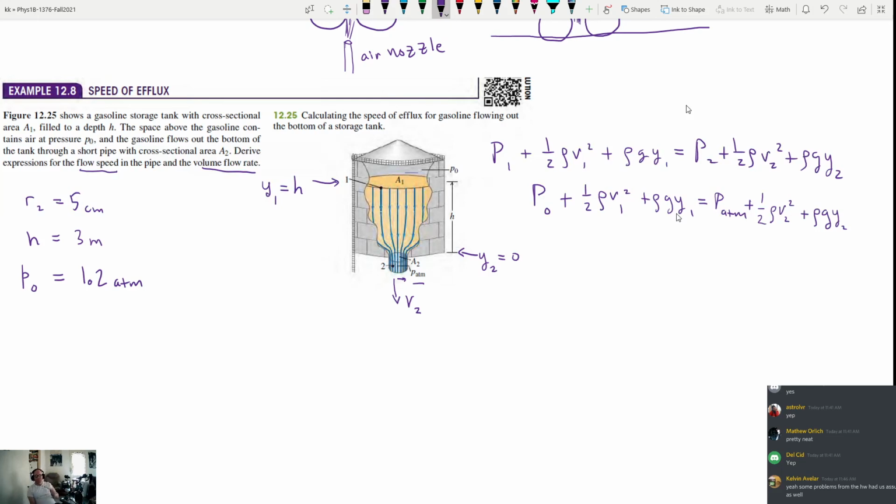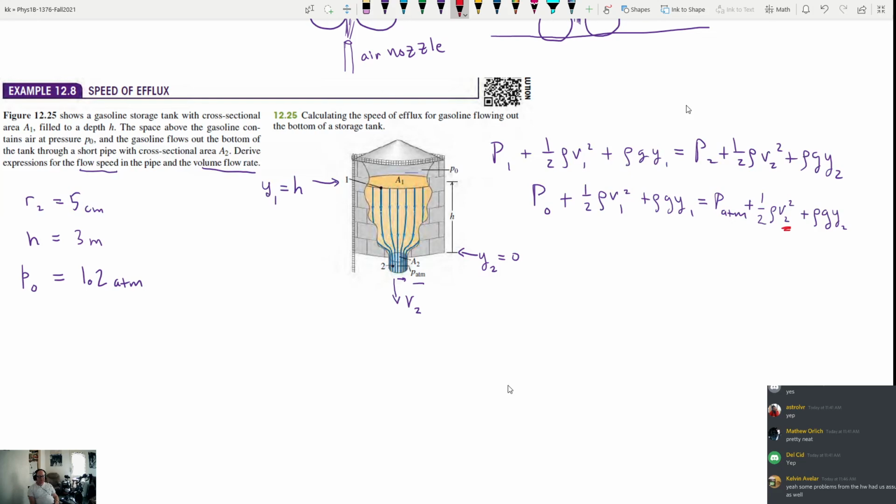Okay. That's not the case here, but now our goal was to find V2, right? So V2 is the thing that we want to find. This variable is what we want to find. Now, in principle, we will have a lot of information here, right?